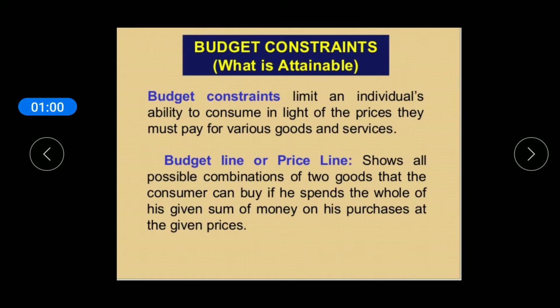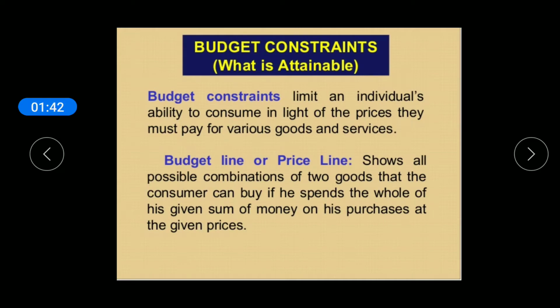The budget line shows the combinations of two goods which a consumer can purchase with his limited income, when the prices of the goods are given. So, it shows all possible combinations of two goods that the consumer can buy if he spends the whole of his given sum of money on his purchases at the given prices. Suppose your income is 10 rupees, the price of apple is 1 rupee per unit and the price of orange is 2 rupees per unit. Then the budget line shows the combinations of apple and orange which you can purchase with your income of 10 rupees.